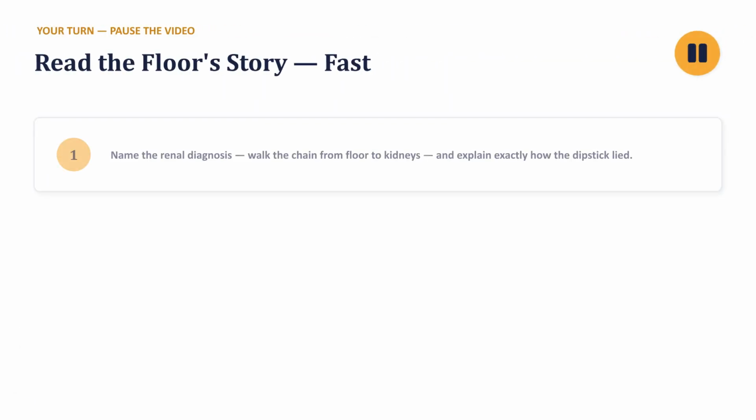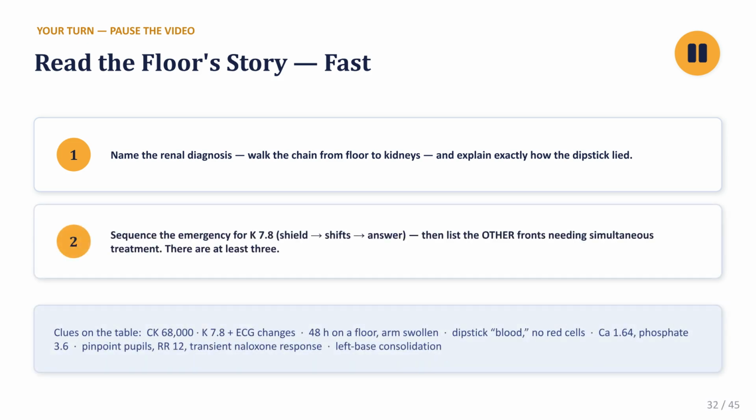Pause this video now. First, name the renal diagnosis, explain the chain from her arm to the kidneys, and tell me exactly why the dipstick lied. Second, sequence the emergency treatment for that dangerous potassium, and list at least 3 other fronts: breathing, lung, and arm, that need your simultaneous, urgent attention.